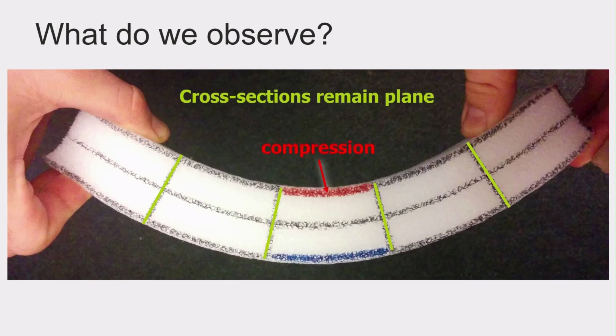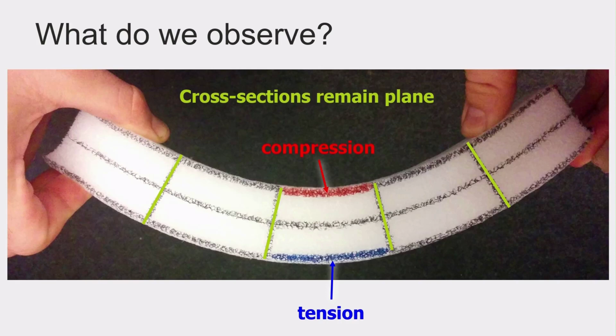Next, let's look at the red line that was on top. It seems to be compressed. It is on the concave curvature side and is shortened in order to be able to form that curvature. On the bottom side, where we have drawn the blue line, the opposite happens. This is the convex side of the curvature, and here the line is elongated, and thus there has to be some tension on this blue line. So we see that we have tension on one side and compression on the other side.